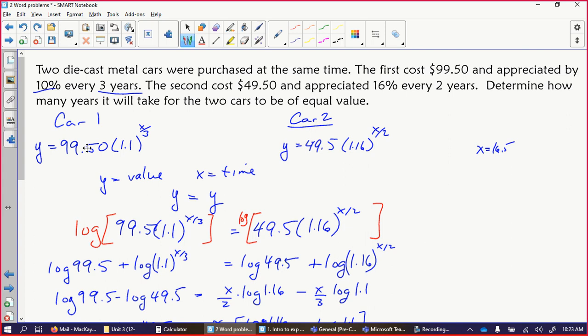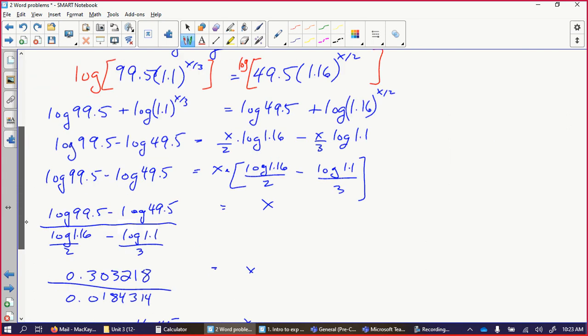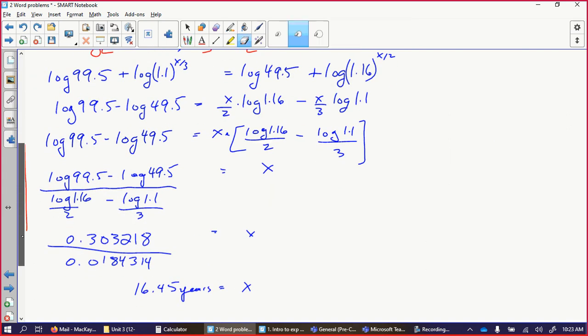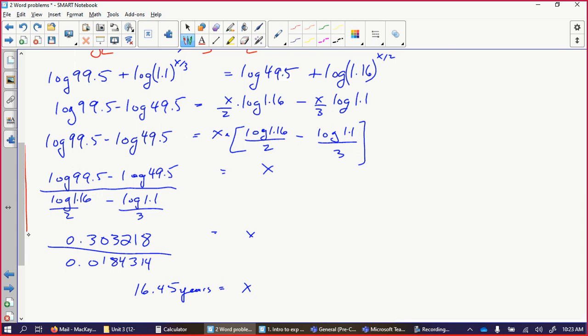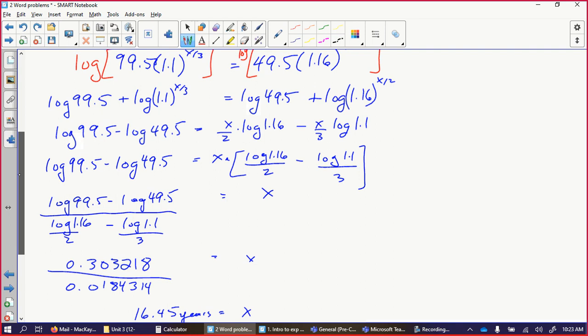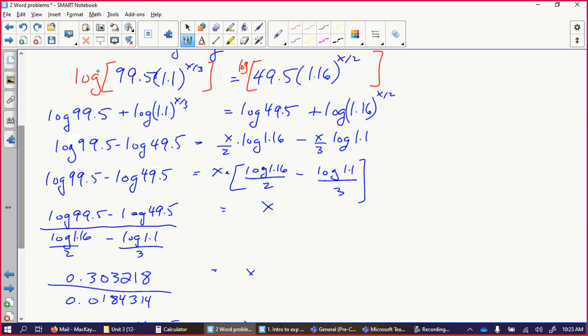Mr. McKay, how did you... Oh, wait, can you scroll down for a second? Sorry. No, that's okay. How did you get from log 99.5 and log 49.5, and then how did you... Was that just in the equation, like the log 1.16? So how do we go from here to there? I think so. Log of 49 and a half is just a number, right?